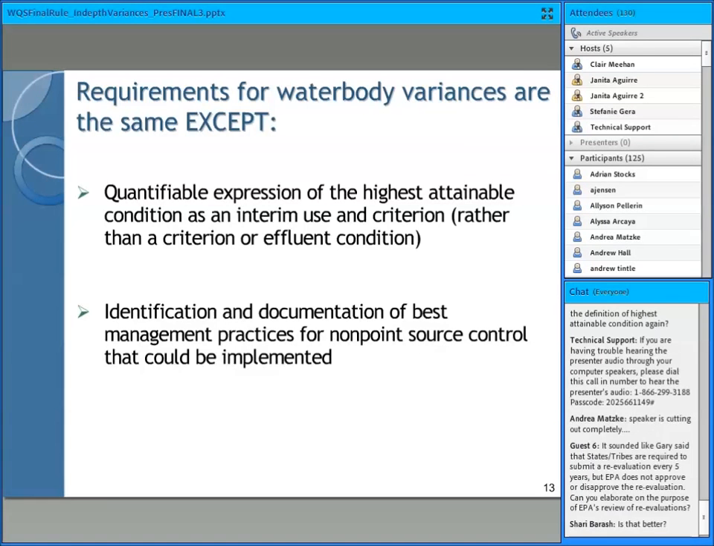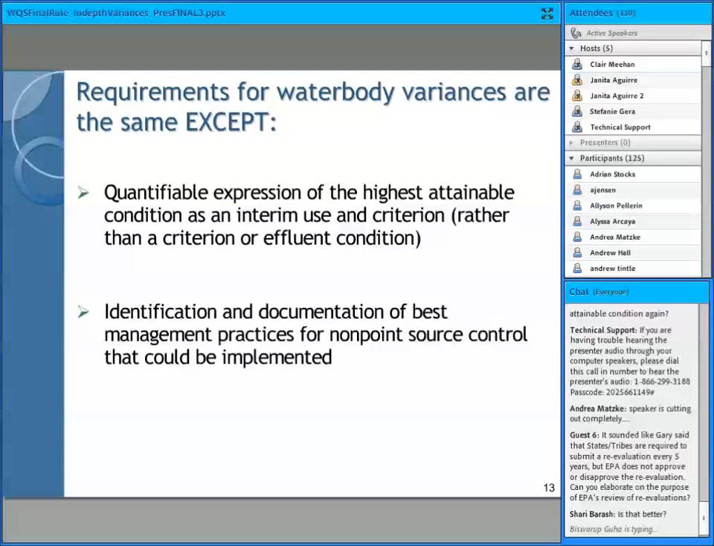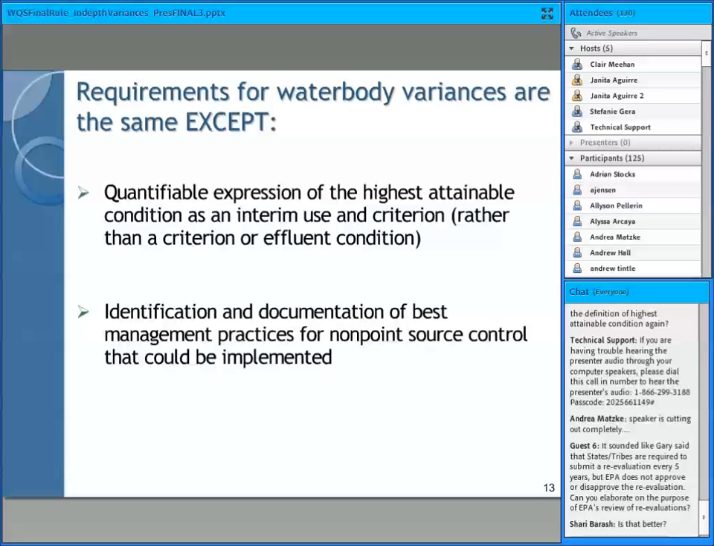Second, the regulation requires identification and documentation of any cost-effective and reasonable best management practices for non-point source controls related to the pollutants or water quality parameters that could be implemented to make progress toward attaining the underlying designated use. I emphasize the word "could" because the regulation does not require implementation of best management practices for non-point source controls. The regulation does require identification and documentation of non-point source controls because the purpose of a water body variance is to make progress towards attaining the underlying designated use and such progress will likely require the cooperation of both point and non-point sources. Knowing this information will help facilitate potential actions that could result in achieving water quality progress.